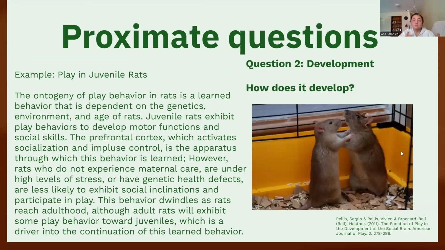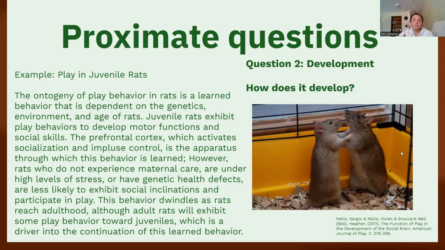Question number two. This is a good one. Development. How does this behavior develop? This is still a proximate cause because they're in this realm. He's talking about development throughout the lifetime of the animal, not necessarily development over evolutionary time. So my example is play in juvenile rats. The ontogeny of play behavior is basically juveniles do it and adults don't, and adults only exhibit play behavior towards juveniles. And the reason behind this, I know we were talking physiology in the last question, but there is a reason. The prefrontal cortex has to develop, and the prefrontal cortex is responsible for impulse control, socialization, fine motor skills, and play behavior is essentially a demonstration of the development of the prefrontal cortex.